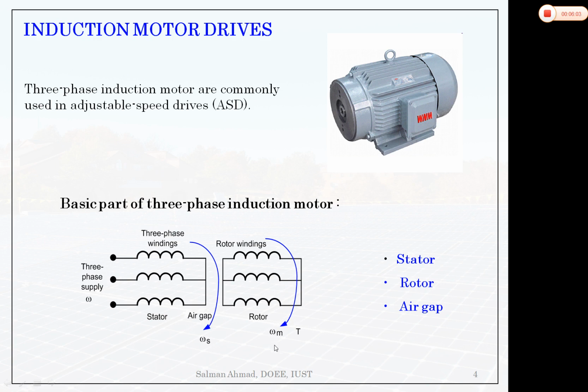But this speed can never be the synchronous speed. Why? Because whenever both speeds are the same, there will be no relative motion between the conductor and this magnetic field, so there will be no induced voltage and there will be no current. So this speed normally is less than the synchronous speed for motoring operation. So the rotor is rotating at omega m, and it is having a torque T.